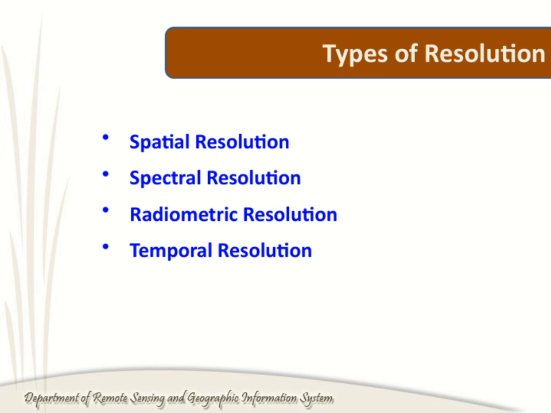This is important for monitoring changes over time, such as weather patterns, vegetation growth, or urban development. When we consider all these types of resolution together, they help us understand the capabilities and limitations of remote sensing data and how best to utilize it for our specific applications.